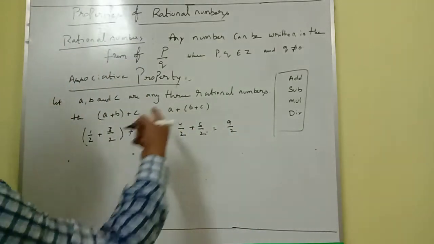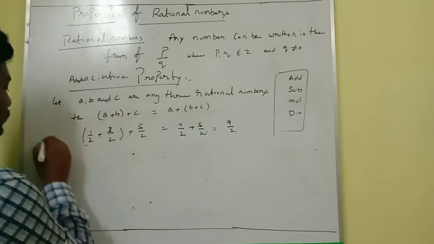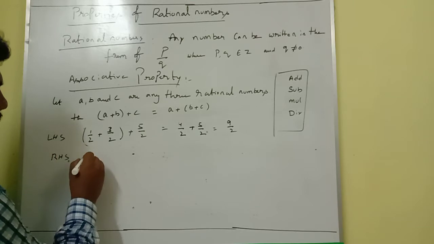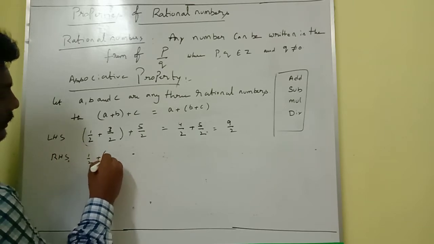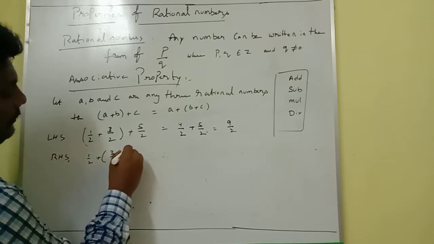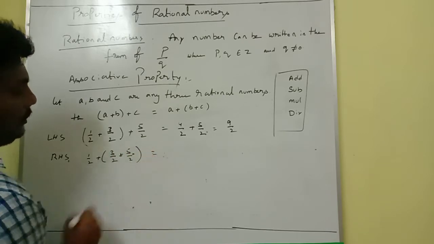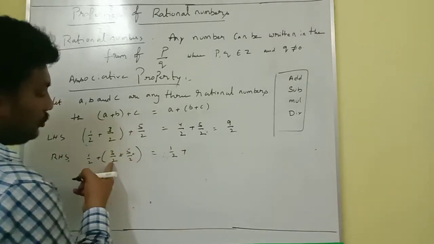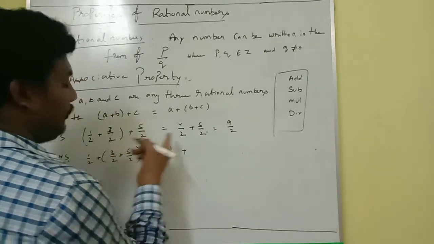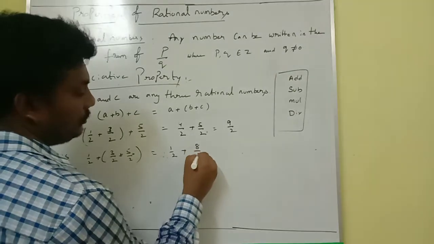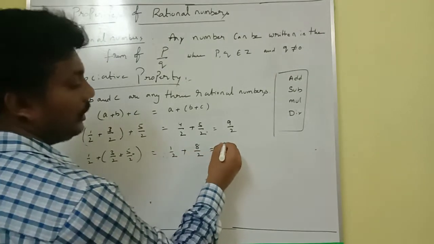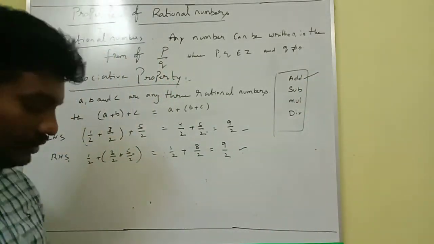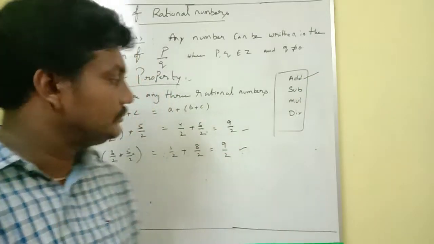Now this is the LHS side; then we consider the RHS side. What happens? 1 by 2 plus, this is 3 by 2 plus 5 by 2. First we add the value inside the bracket. Same denominator 2, that's the reason why we can add directly. This is 8 by 2. So 8 by 2 plus 1 by 2, again it is 9 by 2. Yes, it is suitable for addition. The associative property is suitable for addition.